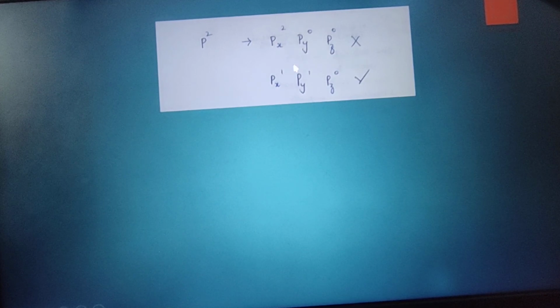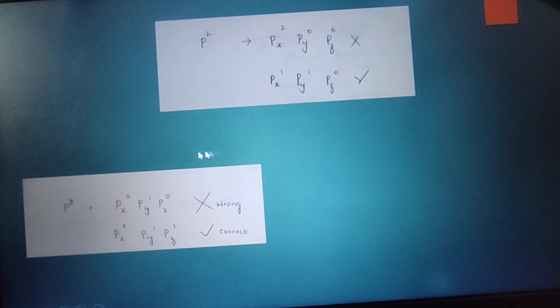Why? Because here the pairing up of electrons is seen. This is not allowed. First electrons should move into the other same-subshell orbitals. After half filling of the orbitals, then it is allowed to pair. So the configuration will be px¹, py¹, pz⁰. Next for p³, here also we cannot write pairing up. So we have to write px¹, py¹, pz¹.